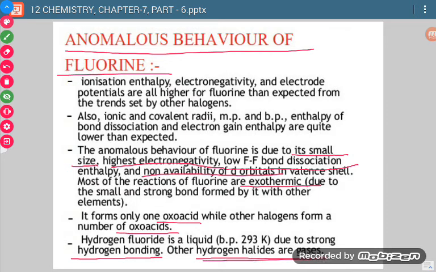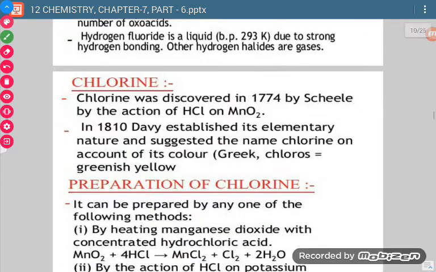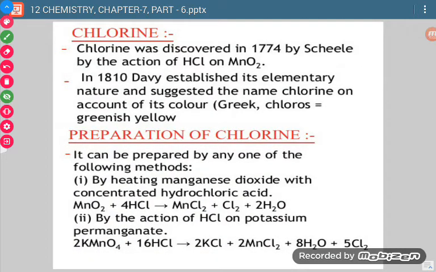So when we discussed the formation of hydrides, there was formation of HF, HCl, HBr, HI. Out of these, HF is a liquid and others are gases. Why? Because of strong intermolecular hydrogen bonding. Now let us come to an important element, that is chlorine.